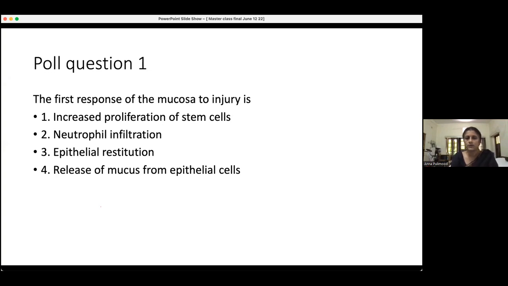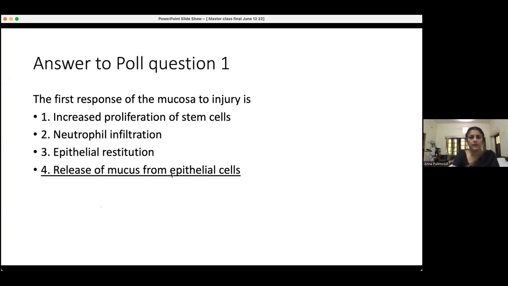Okay, so is this a summary of the results? A majority have said release of mucus from epithelial cells, and actually that is the correct answer. The immediate response of mucosa to injury is release of mucus from epithelial cells, mainly from the goblet cells.